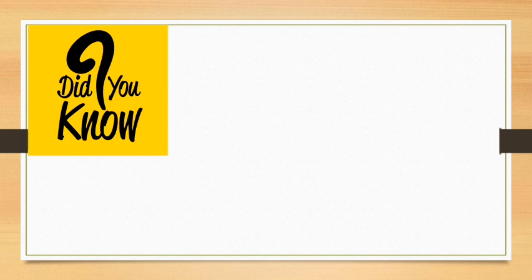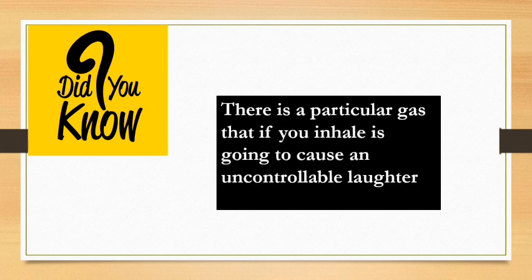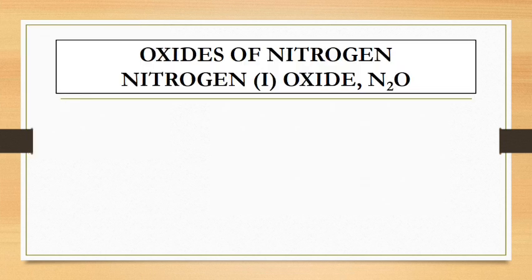Now, did you know that there is a particular gas that can cause a kind of laughter when inhaled? Yes, there is a particular gas that, if you inhale it, is going to cause uncontrollable laughter, and it's called nitrogen 1 oxide. We also call it nitrous oxide. Some people call it laughing gas.